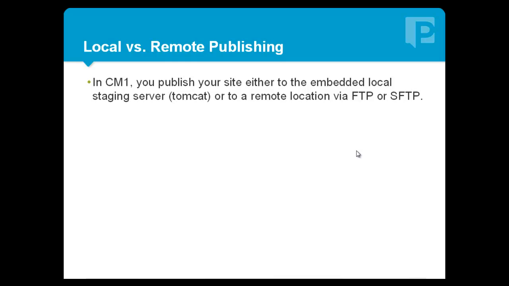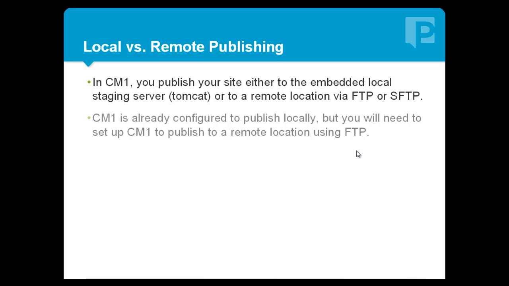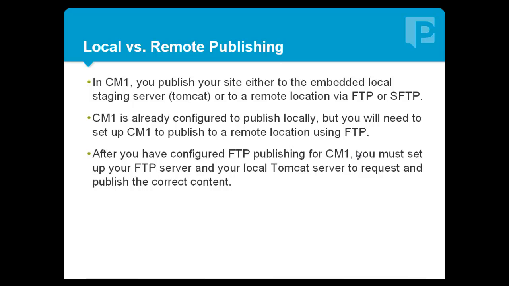In CM1, you publish a site either to the embedded local staging server or to a remote location via FTP or secure FTP. CM1 is already configured to publish locally, but you will need to set up CM1 to publish to a remote location using FTP. And we'll look at that later on in this movie. After you've configured FTP publishing for CM1, you must set up your FTP server and your local Tomcat server to request and publish the correct content. And I encourage you to look at our help site, help.percussion.com, under setting up web servers for more information on this topic.